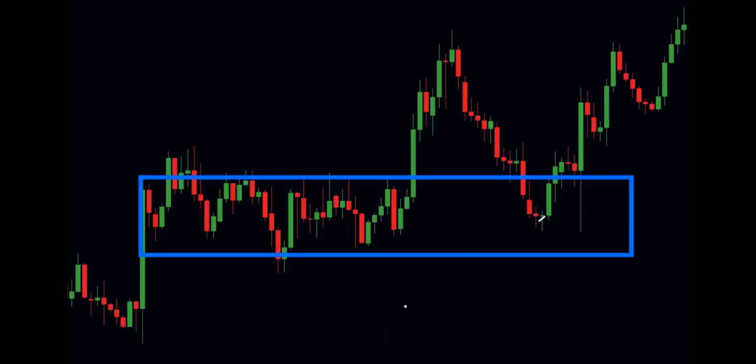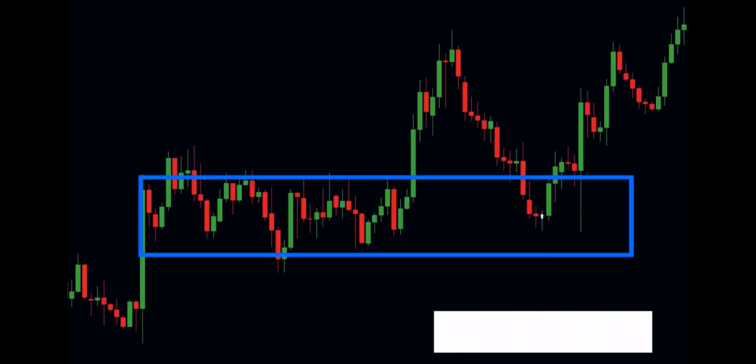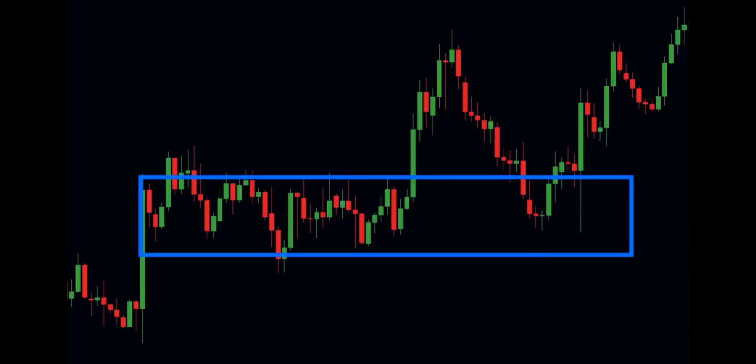positions. To exit their positions, they have to buy back the shares that they sold before. In other words, they create buy orders to square off their sell trades. Thereby, these orders create a bullish pressure that helps the prices to go up again.